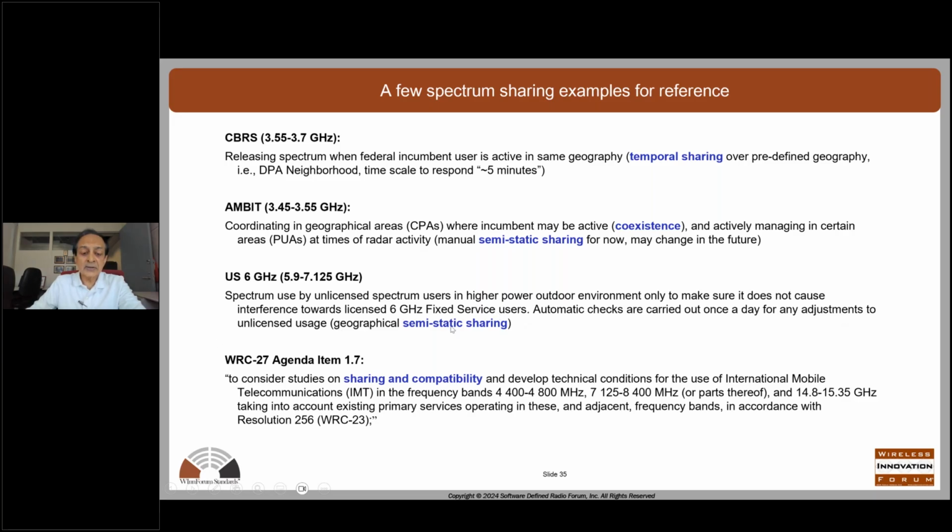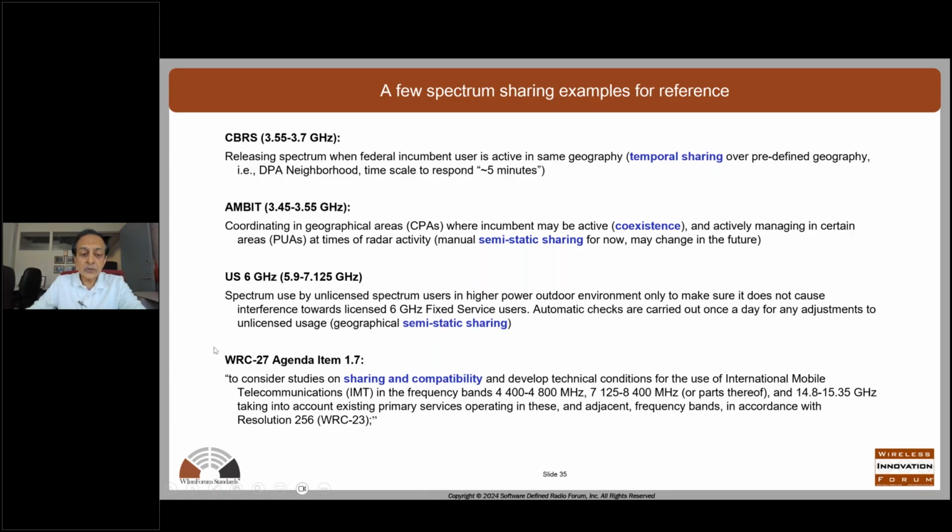So this is another example of semi-static sharing, because for the 24-hour period, we don't change our operating conditions. We take for granted what is there, we maintain that. There are other examples, but I think for our purposes, these three should suffice for now.